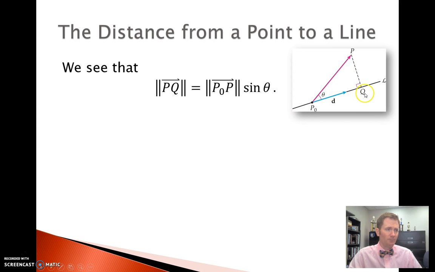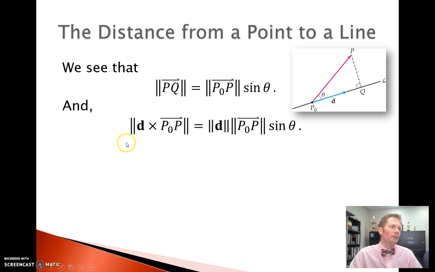As a right triangle, we can say that the sine of theta is equal to the length of the opposite side divided by the length of the hypotenuse. So the length of the opposite side should be the magnitude of the vector PQ, and the length of the hypotenuse should be the magnitude of the vector P0P. So sine of theta should equal the magnitude of this side divided by the magnitude of that side. Therefore, the magnitude of PQ should be equal to the magnitude of P0P times sine of theta, and that's what we have written right here. So that's the trigonometry piece.